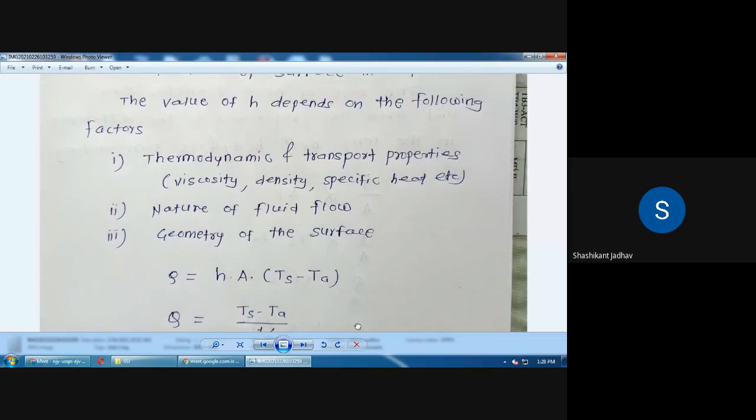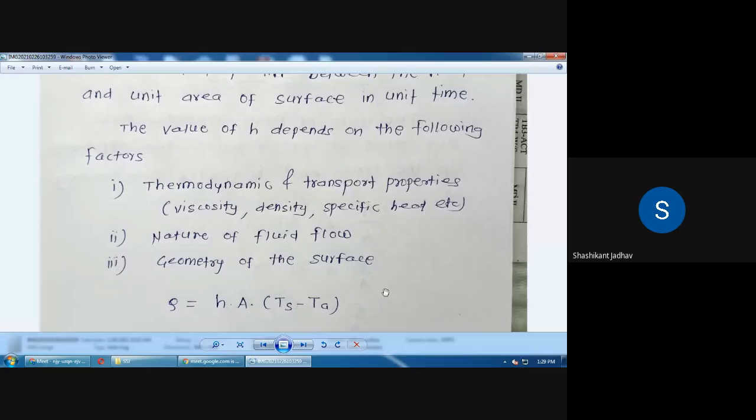Now we have to write this equation in the form of electrical analogy. Heat transfer takes place because of the temperature difference, which is Ts minus Ta. In the electrical system we have written I is equal to dV by R. So in that manner we have to write this equation.